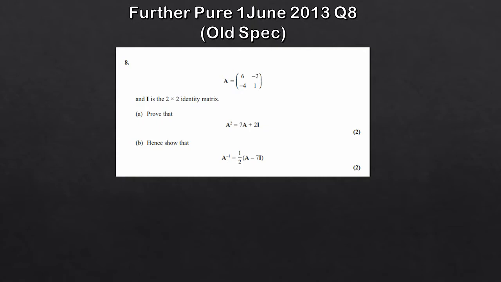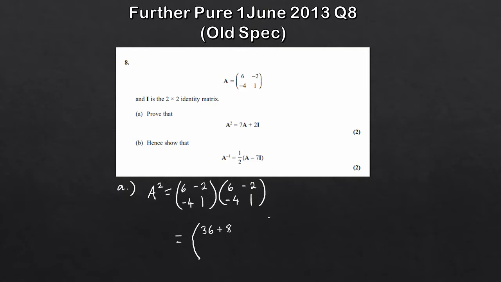So if we do this, I don't have loads of room, so I'll try and do it underneath. So A times A. Well, let's do the multiplication first. So A squared is (6, minus 2; minus 4, 1) times (6, minus 2; minus 4, 1). If I want the upper left element of this A squared, I'm going to do this row times this column. So 6 times 6 is 36, and then minus 2 times minus 4 gives me 8, so 36 plus 8. Okay, so that's my upper left. For my upper right, I'm going to do this row again, times this column now. So that's 6 times minus 2, that's minus 12, and then minus 2 times 1 is minus 2.